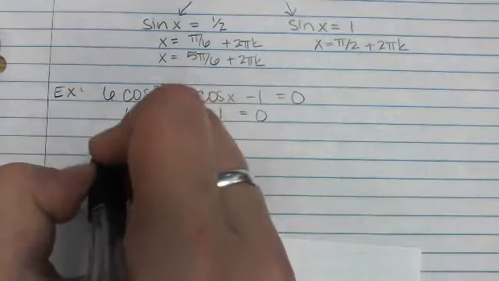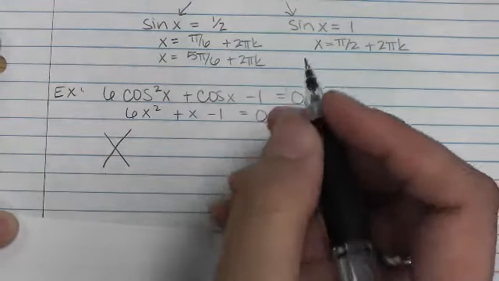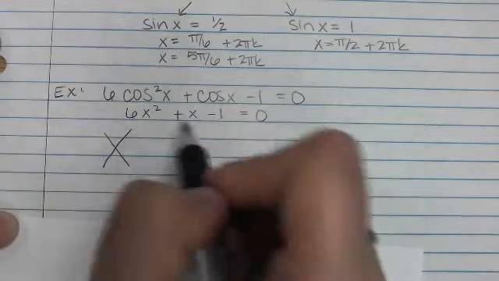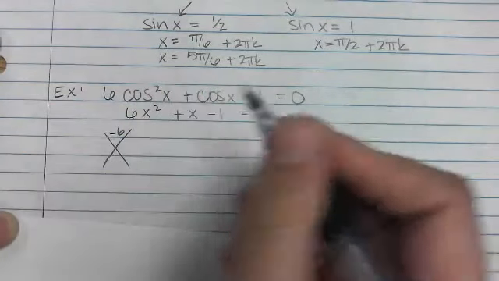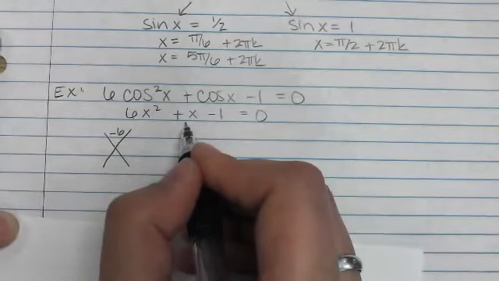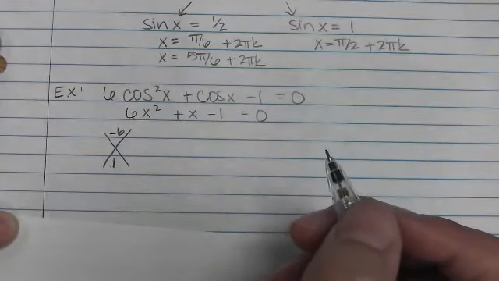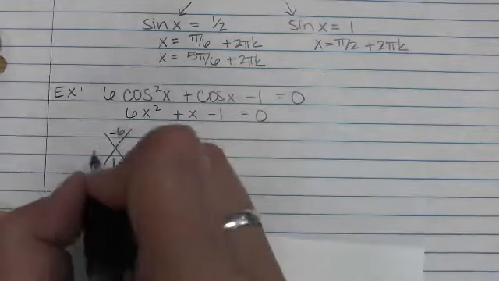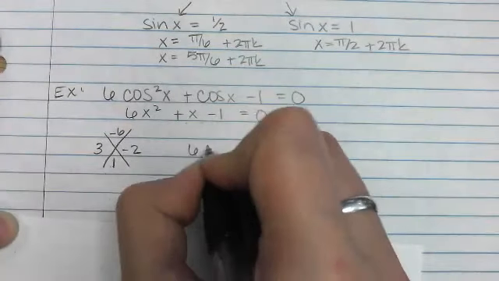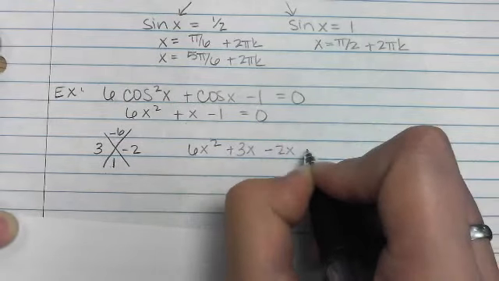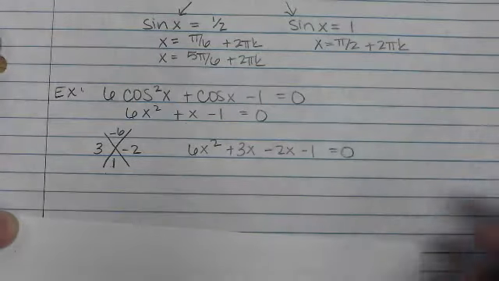So, what are we multiplying to? What are we adding to? Multiplying to negative 6. And then adding to positive 1. Okay? So what are two numbers that would multiply to negative 6 but add to positive 1? 3 and negative 2. So 6x squared plus 3x minus 2x minus 1.